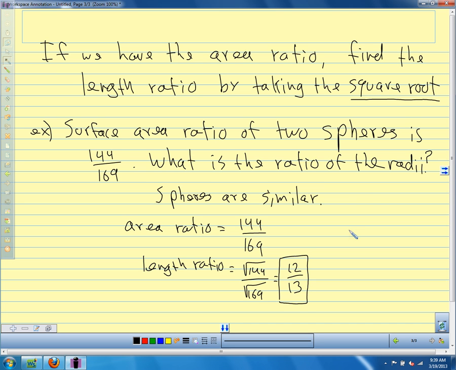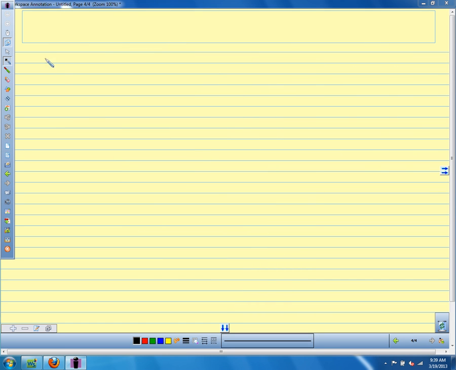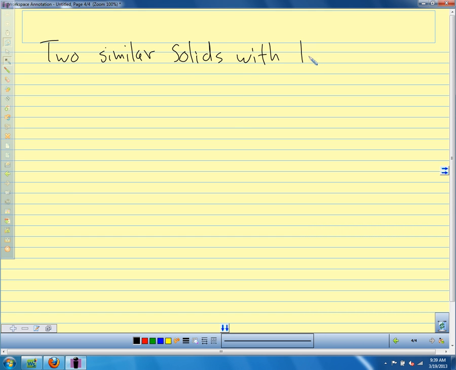All right, so now we know how areas of similar figures are related. Let's talk about similar solids and volume. So we have two similar solids. And we're going to start the same way. And by length ratio, I mean a side, a circumference, a height.